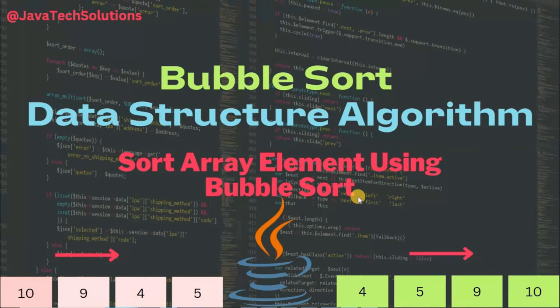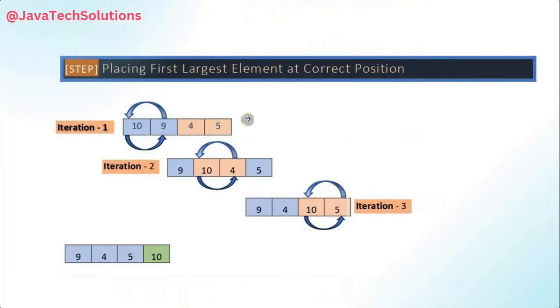Next we will check how it works. To sort, this algorithm follows some steps, so let's check those steps. For example, the given array is 10, 9, 4 and 5. I am explaining with a small array of 4 elements. In a real scenario, we may try with 10, 15 or 20 elements, but for demonstration I am keeping only 4 elements so that I can explain everything very clearly and you can understand easily.